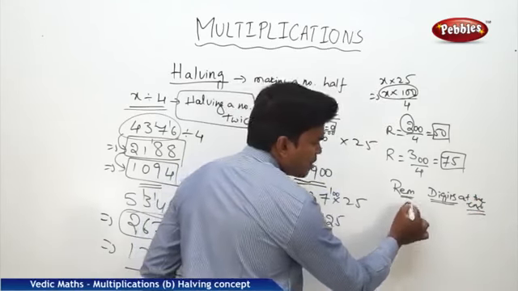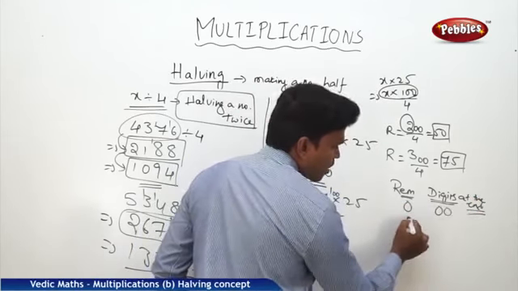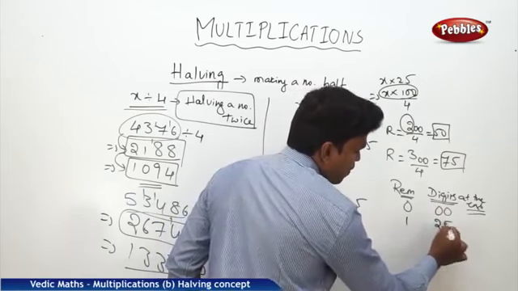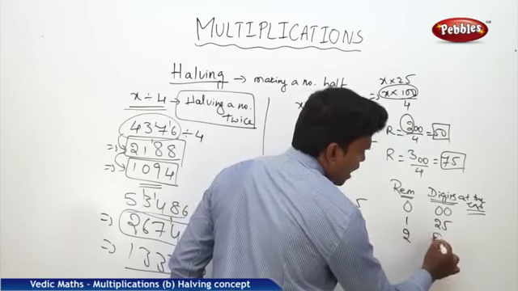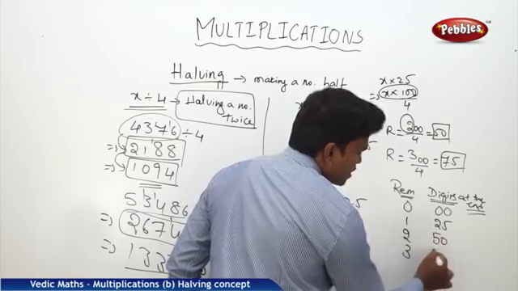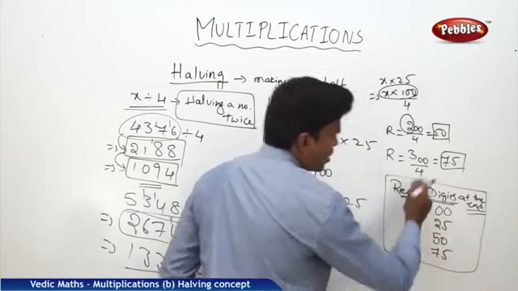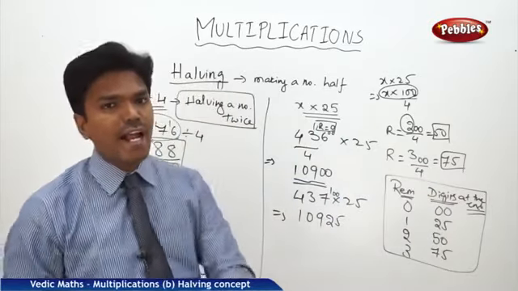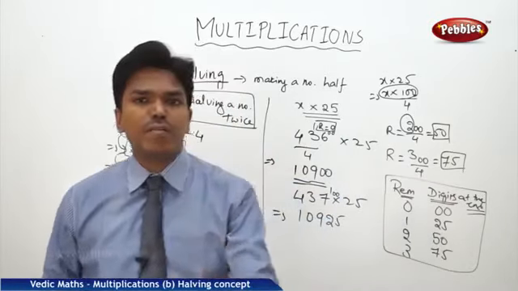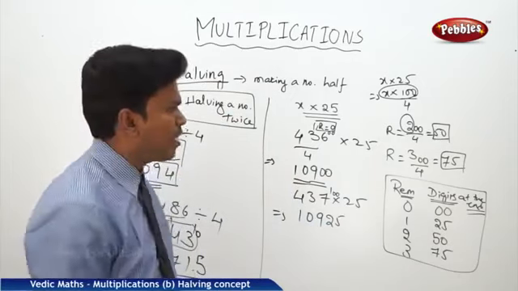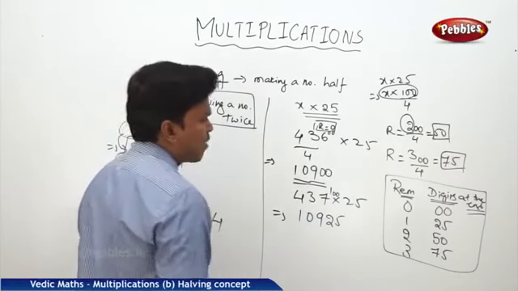If you are getting 0 as remainder, add 2 zeros. If you are getting 1 as remainder, add 25. If you are getting 2 as remainder, add 50. And if you are getting 3 as remainder, add 75. This is the remainder table and corresponding digits table which you need to add at the end when you divide a number by 4. Okay, so let us take one more example.